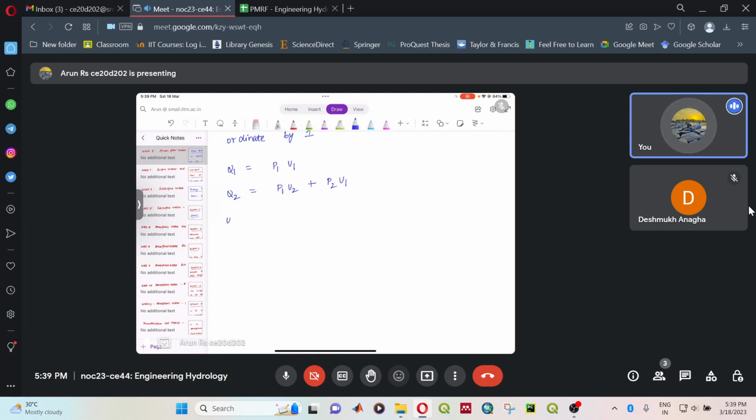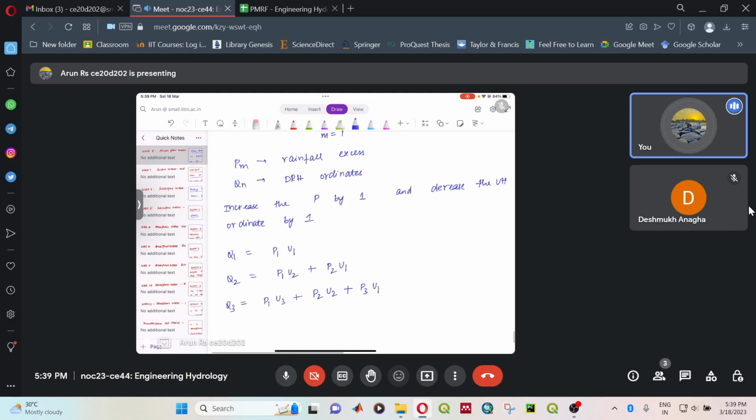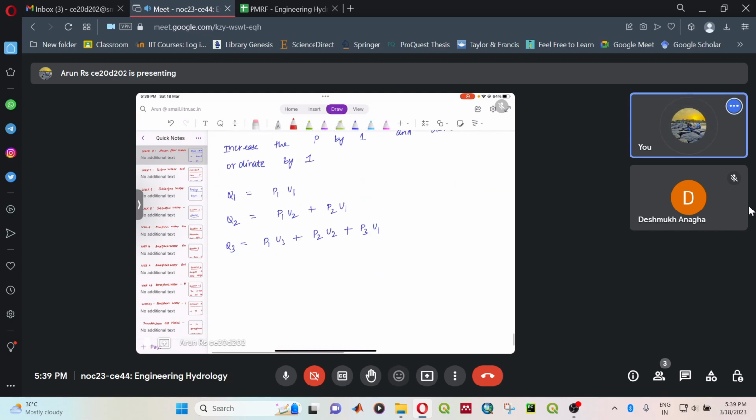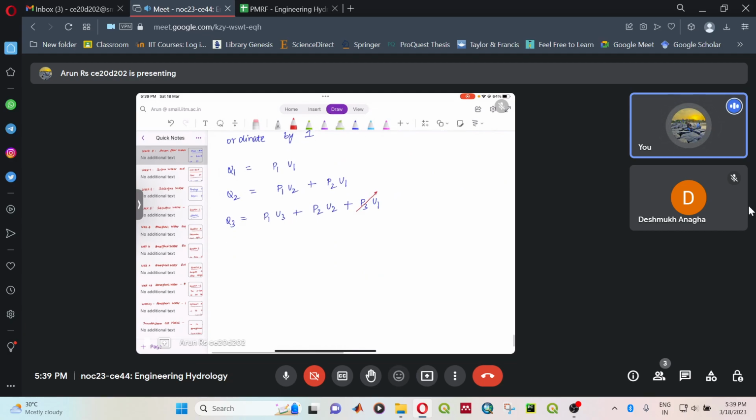So similarly, we can keep writing like this for n time steps. So this will be P1 U3 plus P2 U2 plus P3 U1. But in the question, we have only 2 rainfall pulses. So this term, we don't have any precipitation value. So this term will vanish.